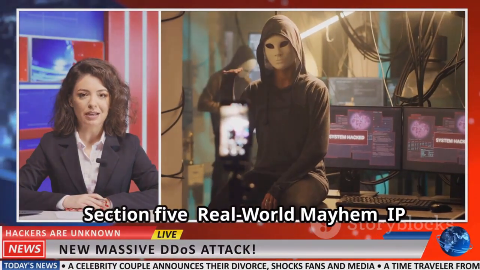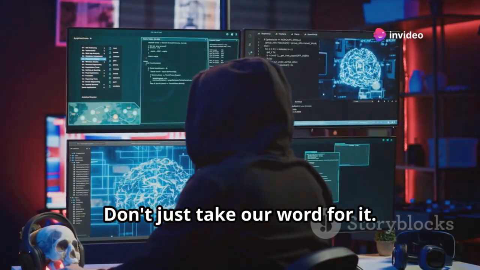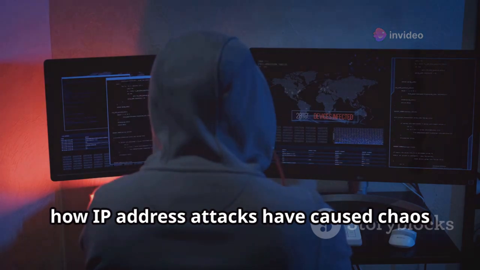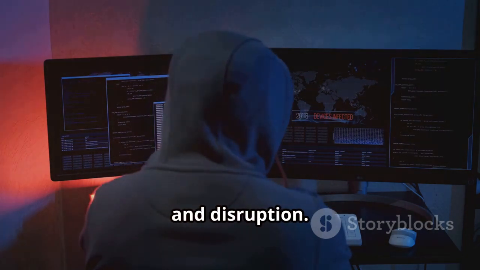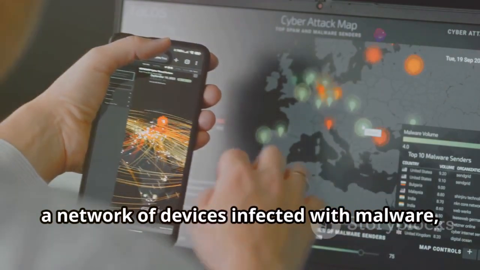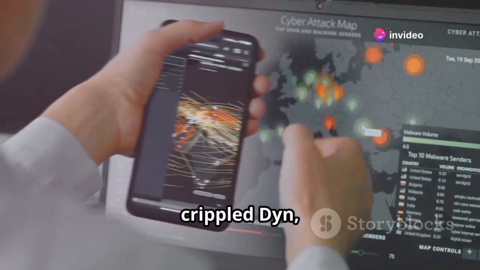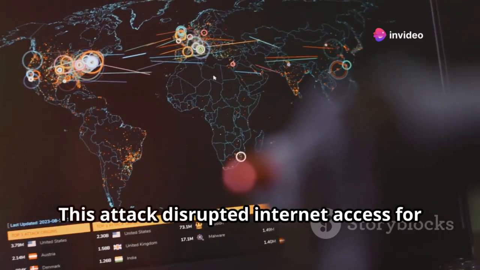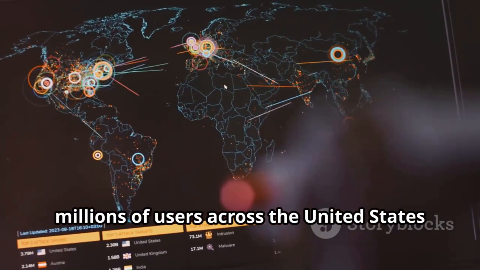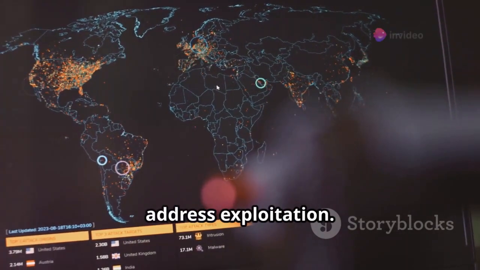Section 5. Real-world mayhem, IP address attacks in action. Don't just take our word for it. Let's look at some real-world examples of how IP address attacks have caused chaos and disruption. In 2016, the Mirai botnet, a network of devices infected with malware, launched a massive DDoS attack that crippled Dyn, a major DNS provider. This attack disrupted internet access for millions of users across the United States and Europe, highlighting the devastating impact of IP address exploitation.